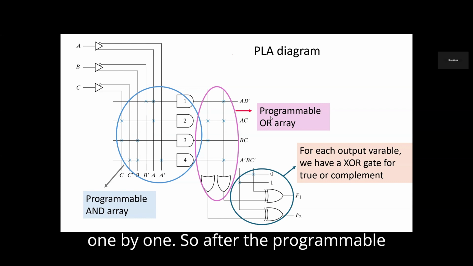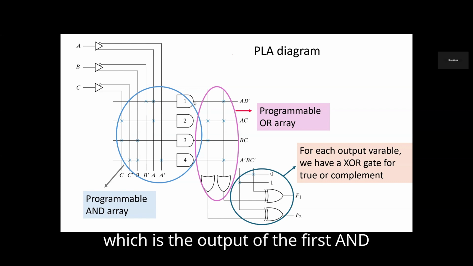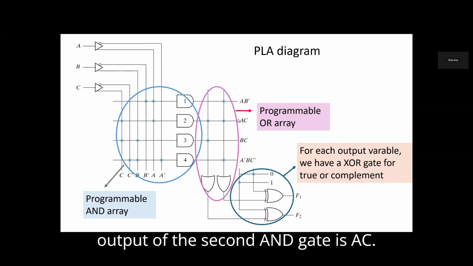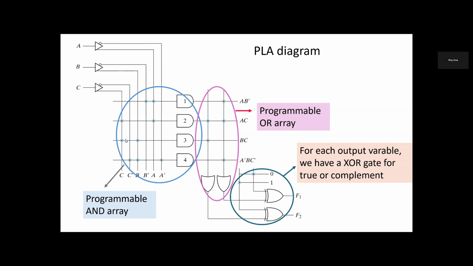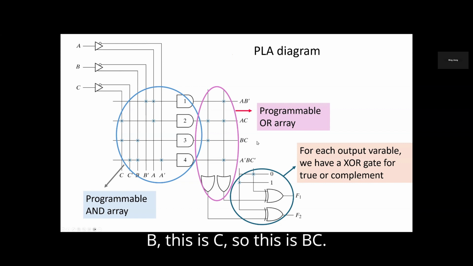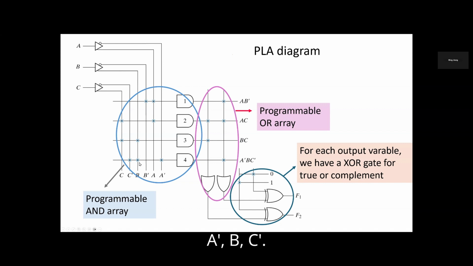So after the programmable AND array, we get AB prime, which is the output of the first AND gate. The second output is, this is C, this is A, so the output of the second AND gate is AC. The output of the third AND gate is, this is B, this is C, so this is BC. And the output of the fourth AND gate is A prime, B, C prime.